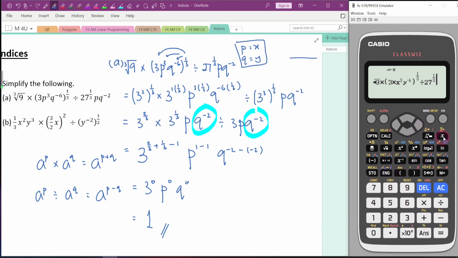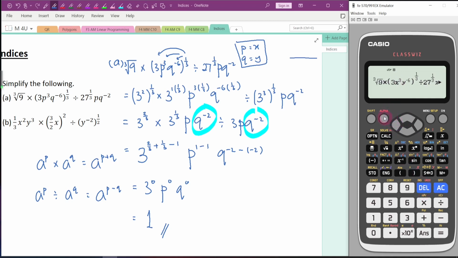P is equal to X and Q is equal to Y. Power negative 2. Oh, this is not correct. Power. Make sure we key in everything correctly. That means double check. If you don't want to put the multiplication sign, it's okay. You can just delete it.